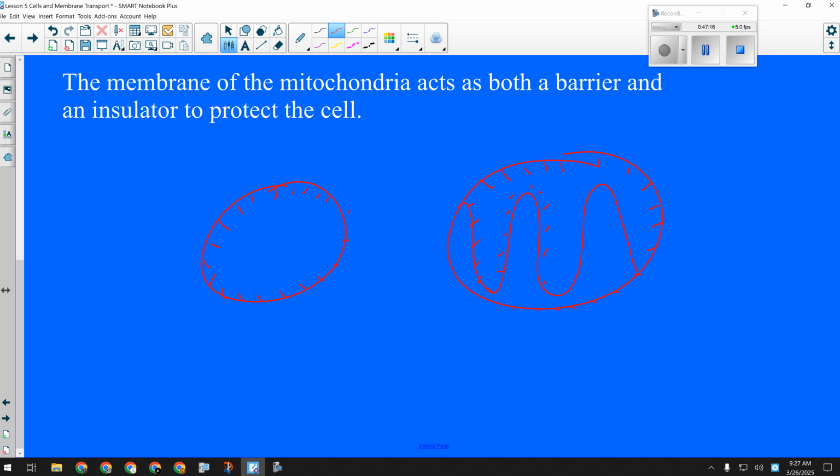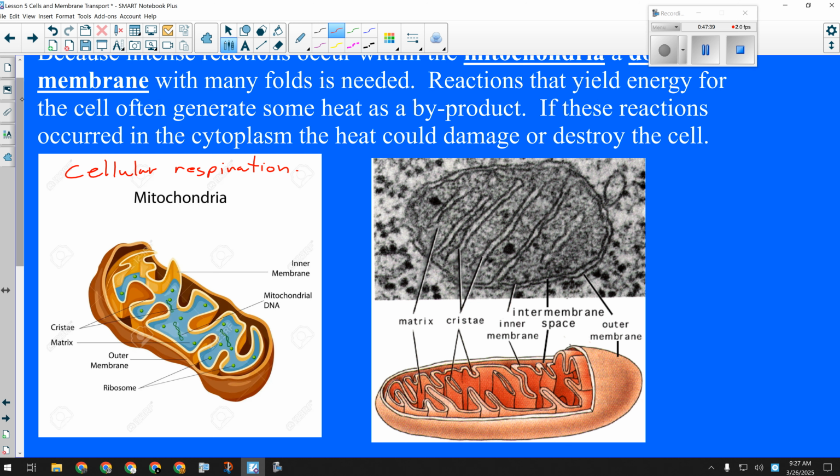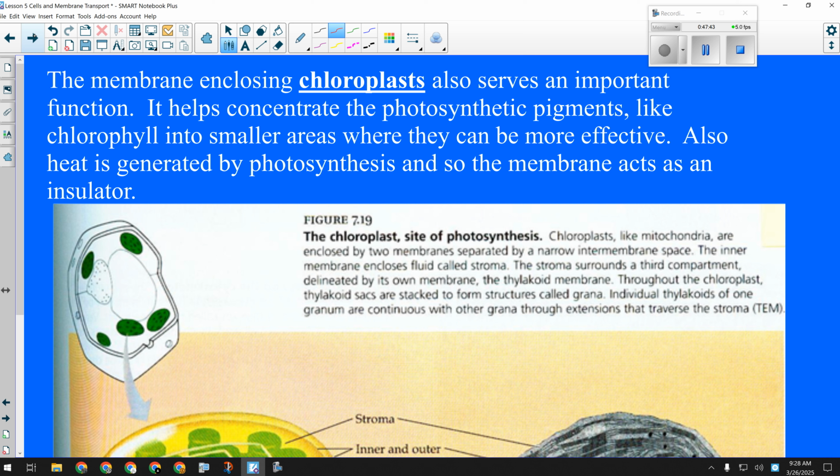Yeah, crazy. Okay? So anytime you see something that has folds in it like that, like the rough ER had all those folds in it as well, it's just trying to increase the surface area that's available for whatever job is being done there. Having those folds inside the mitochondria makes a greater surface area for cellular respiration to occur. Okay? All right. Questions on that one?